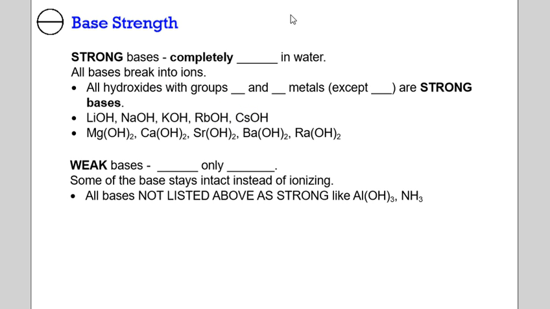Base strength: strong bases completely ionize in water, just like strong acids. Hydroxides, sorry, bases of group 1 and 2 metals, with the exception of beryllium, are considered strong. Now, the problem with this is that not all these are soluble in water. Go back to your solubility rules, you'll remember that. Lithium hydroxide, sodium hydroxide, potassium hydroxide are pretty much soluble, but rubidium and cesium not so much. And there's not great solubility among the group 2 hydroxides. The trick is, if you can get them to dissolve, they ionize completely. So they're considered strong bases.